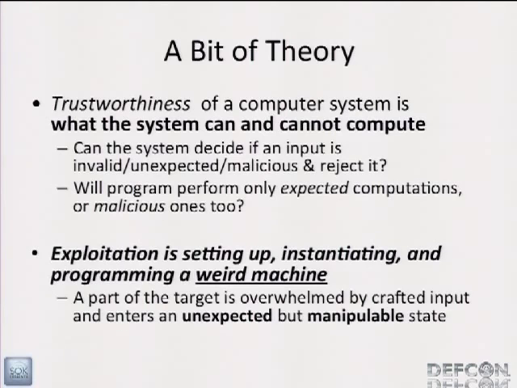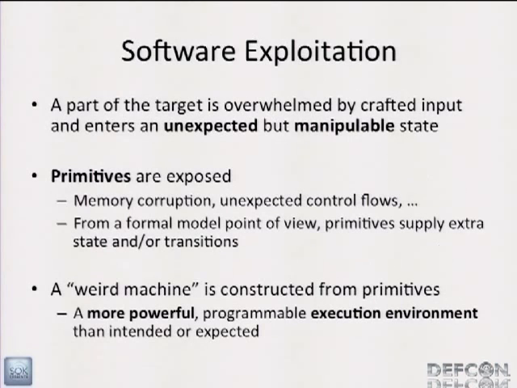So, referring to the non-generic nature of the beast, well, you have to construct those programs. It's no longer a simple trick. So a part of the target is overwhelmed by, say, an input you manage to send to it, and it enters an unexpected but reliably manipulable state. So if you're thinking of Turing machines or finite automata or any one of those academic abstractions, you get more state than specified in the model. You get more transitions. You get a path through those states that's not expected to be there.